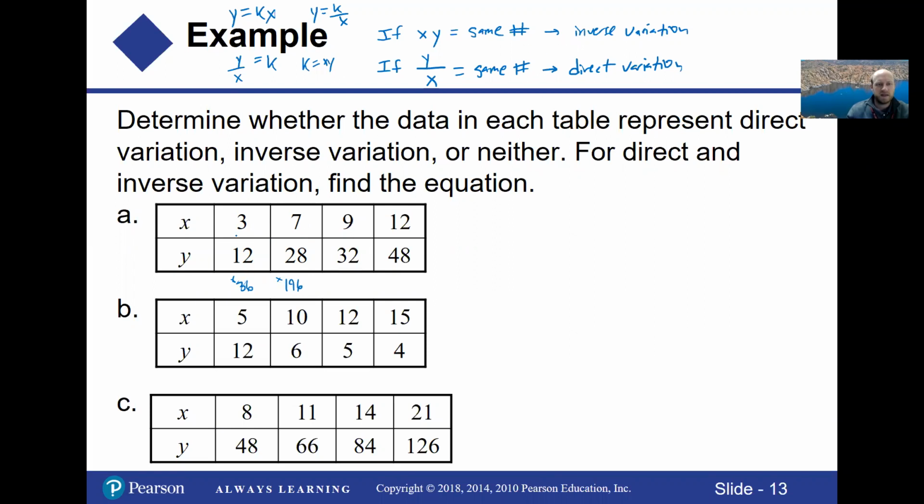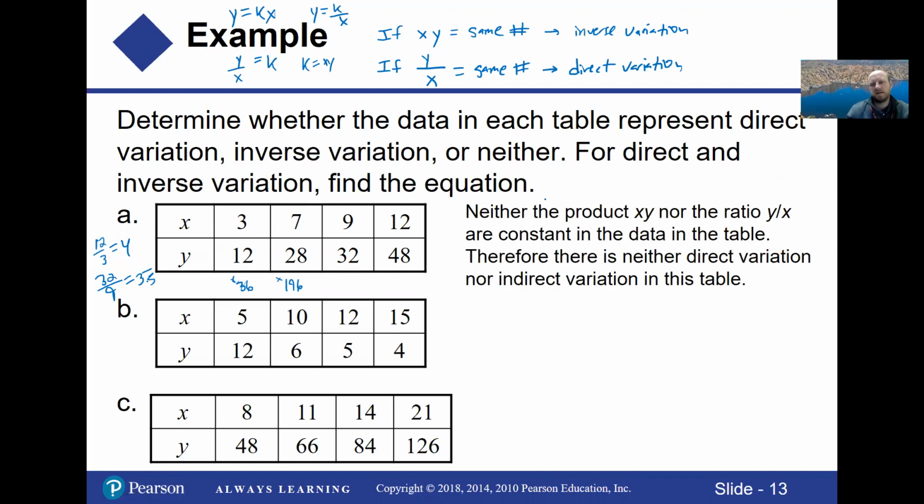What about direct variation? Well, let's divide. 12 divided by 3. So take the y value divided by the x value. 12 divided by 3 is 4. Well, what's 28 divided by 7? That's also 4. Is 32 divided by 9 4? No, 32 divided by 9 is about 3.5 repeating. So this one is actually going to be neither. Neither x times y nor y over x gives you the same number, so therefore it's neither direct variation nor inverse. Well, let's try the next one.